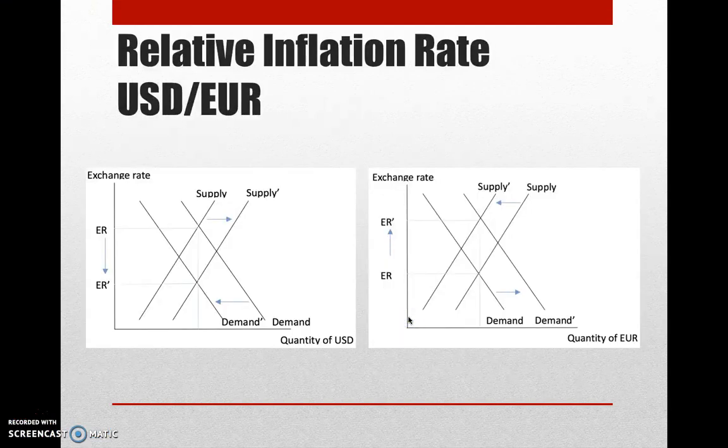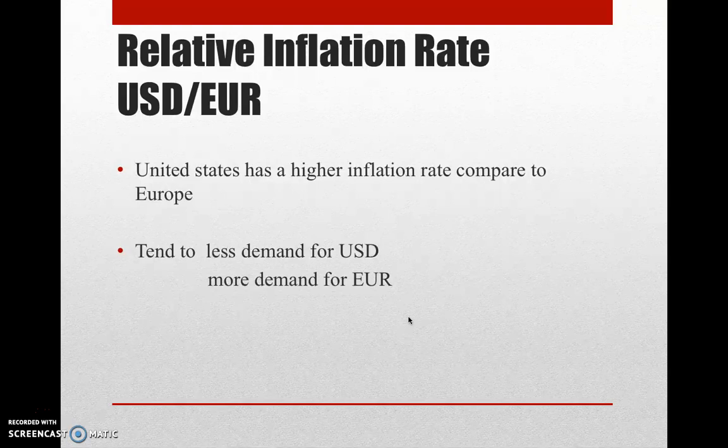And now let's turn to the next page. Firstly, I would like to talk about the relative inflation rate between the US dollar and the euro. The United States has a higher inflation rate compared to Europe. Therefore, there will be less demand for the US dollar, which means more supply, and there will be more demand for the euro, which means less supply.